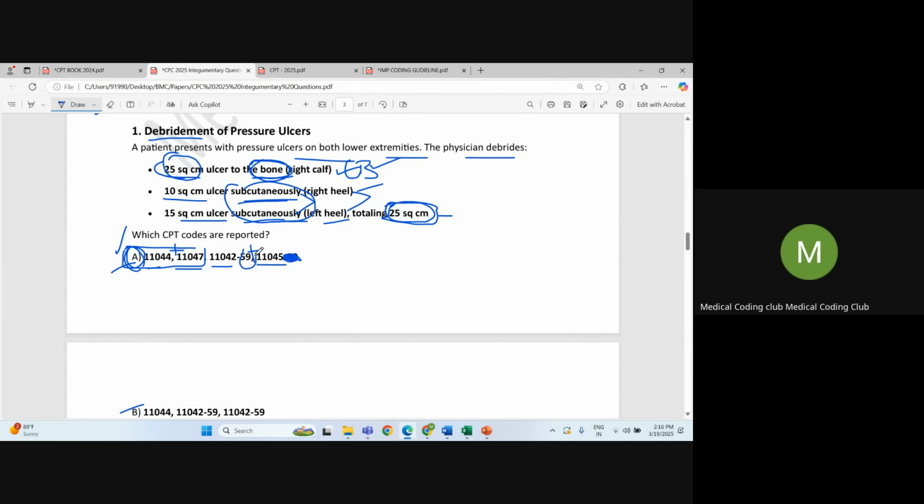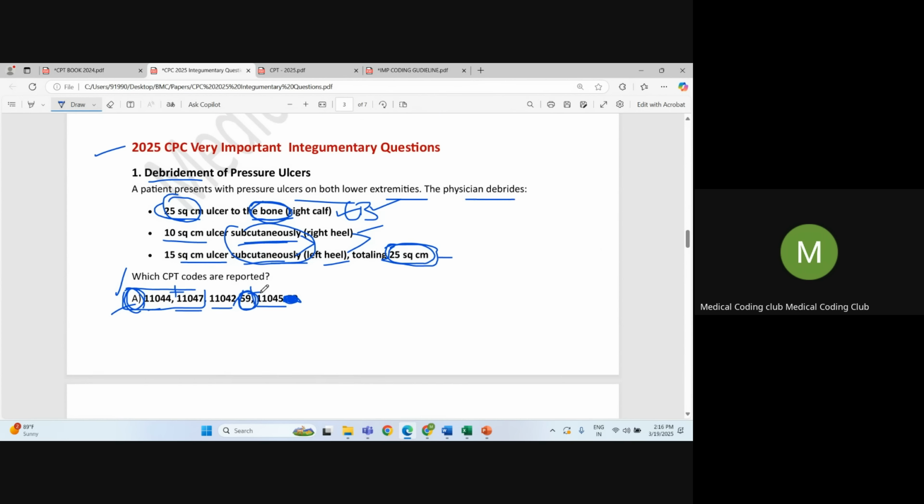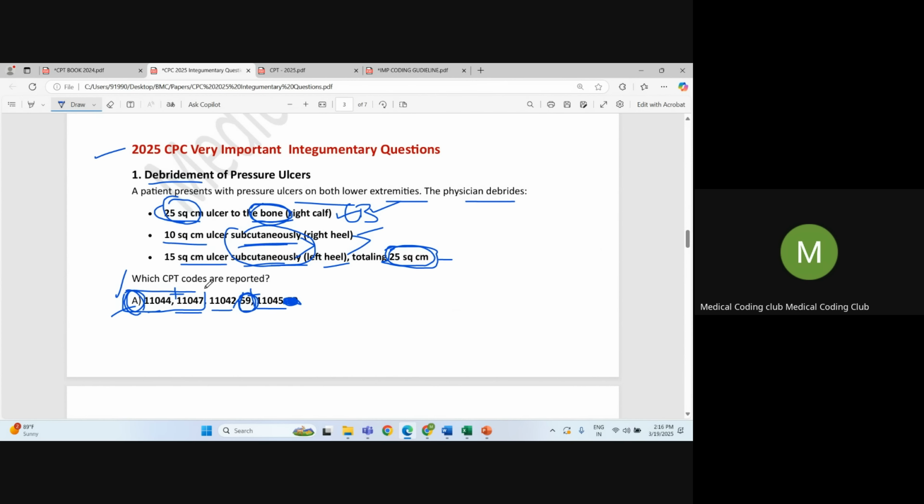Here we have utilized the 59 modifier to distinguish between two procedures which are under the same header. It's the same procedure, but we are just dealing with a different depth. So this is the correct answer for debridement. If you are aware of the coding guidelines of debridement, you can easily code for this. So this is one question they have asked.